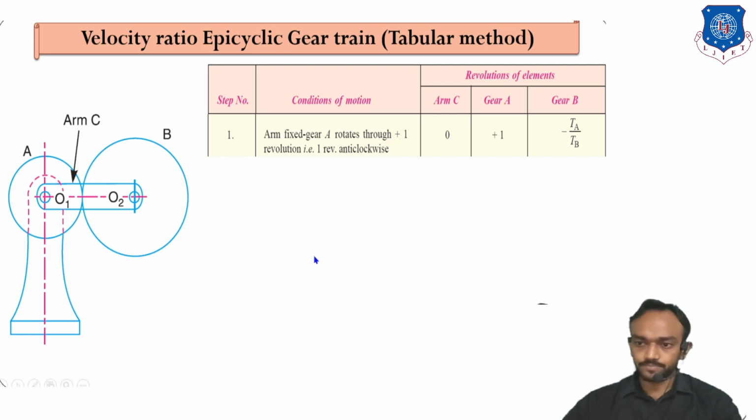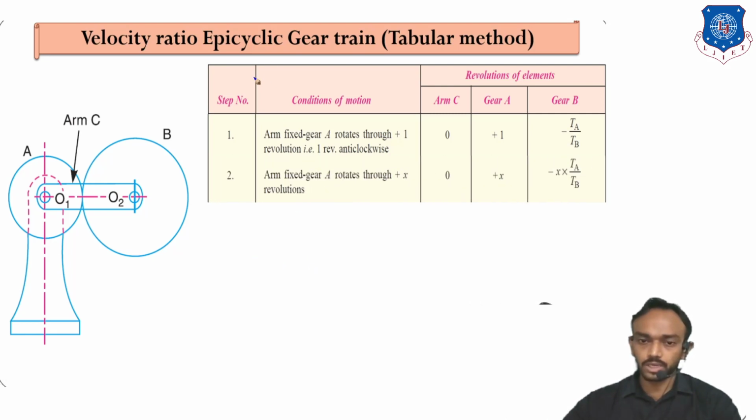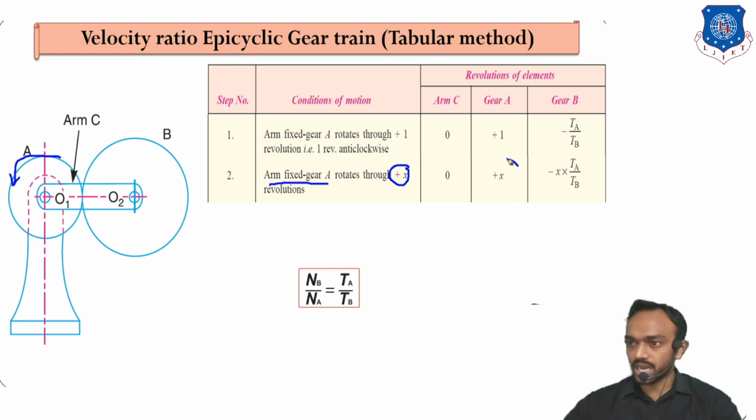So after that, in the second row, what will you do? The arm is fixed, again the same condition, but the revolution of A is some x. If I revolve A at some x revolutions, what will be the RPM of B? Simply it will be multiplied by x. Why? Because you know the relation NB upon NA is equal to TA upon TB. But if the RPM of A is equal to x, you will write x here, and NB will be x multiplied by this, and you can find it.